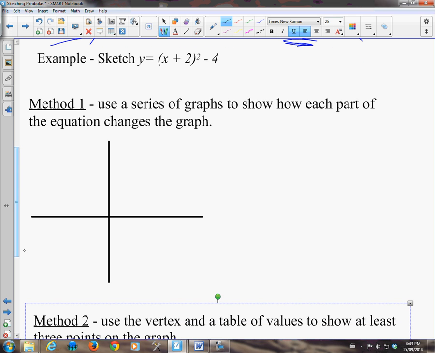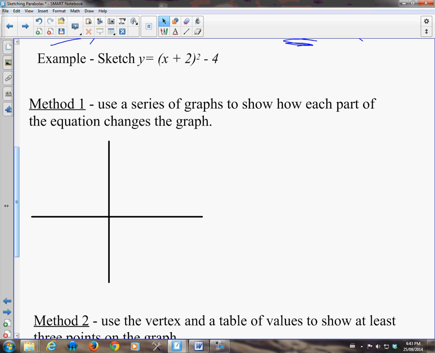There's my example. I'm going to show you two ways to graph it. One way is to use a series of graphs based on what each number does to the graph. So we're going to do a bit of a scale on here so our sketch is kind of accurate. It doesn't have to be super accurate. You don't need graph paper, but it just gives us a little bit of guidance.